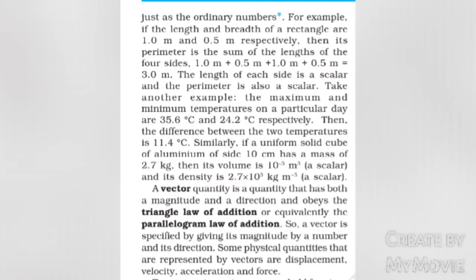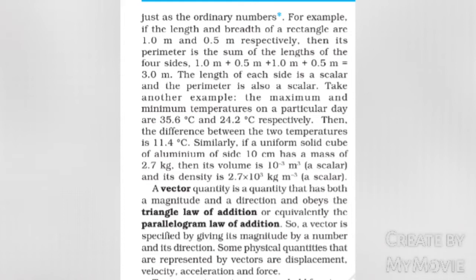Take another example. The maximum and minimum temperatures on a particular day are 35.6 degrees Celsius and 24.2 degrees Celsius respectively. Then the difference between the two temperatures is 11.4 degrees Celsius. Similarly, if a uniform solid cube of aluminium of size 10 cm has a mass of 2.7 kg, then its volume is 10^-3 m³, that is a scalar, and its density is 2.7 × 10^3 kg m^-3, a scalar.